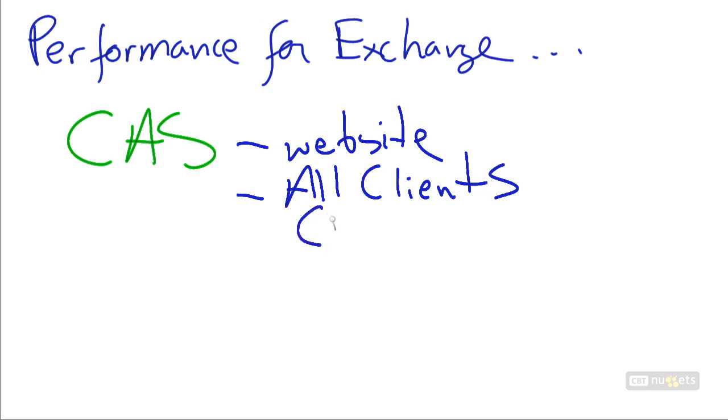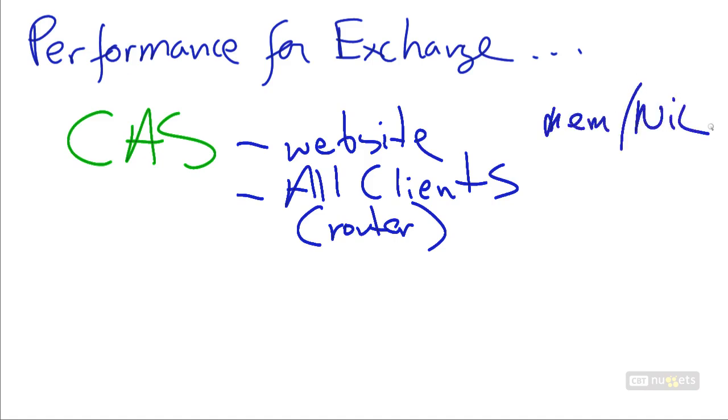I like to think of it as a router. And routers, they use some processing. They use some memory. They don't need much disk space usually, because remember, the CAS box is never storing any email. But something to keep in mind is that it is going to be heavy on usually memory and NIC, because everybody's connecting to the CAS boxes.